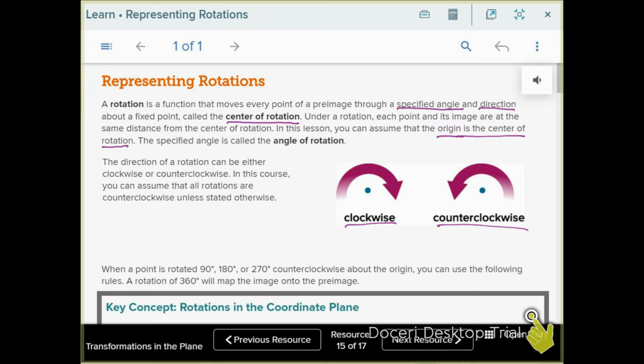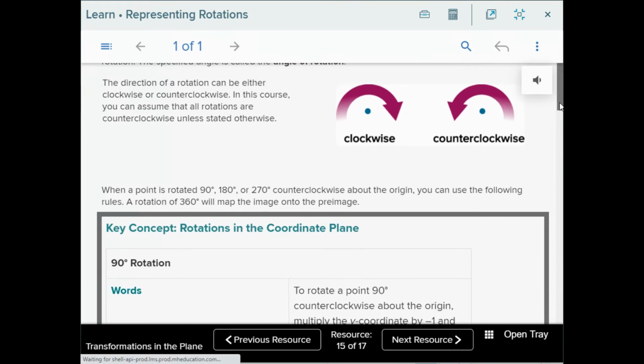Furthermore, we can assume that the origin is the center of rotation. The direction of rotation can be either clockwise or counterclockwise. In our course, you can assume that all rotations are counterclockwise. So we will assume that the origin is our center of rotation, and that we are going counterclockwise unless the problem says that we're going clockwise. If it says nothing at all, we default to counterclockwise, or rotating leftwards. All right, so let's see how it actually works.